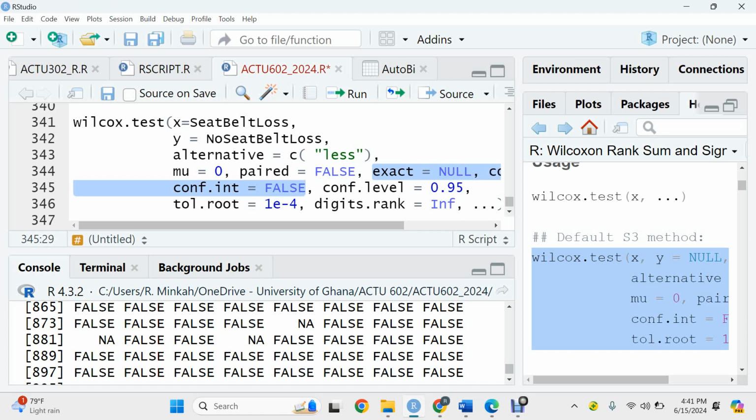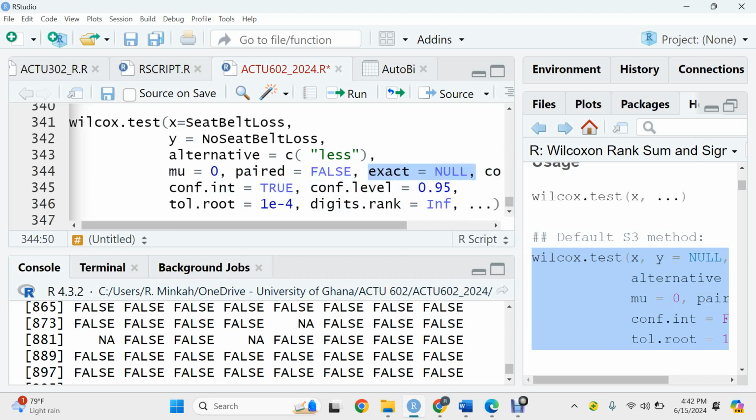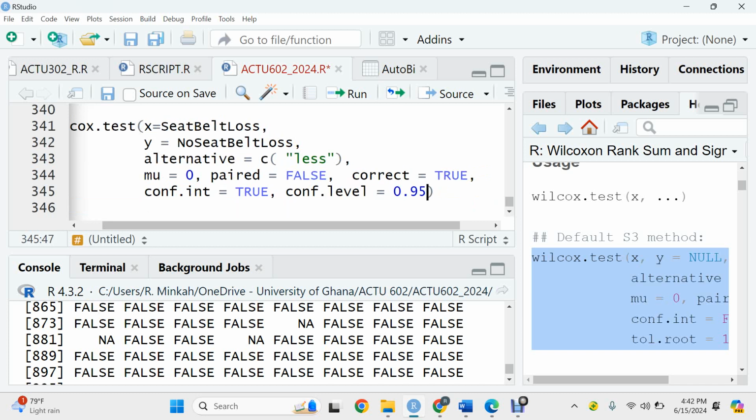Confidence interval, if you want. Confidence interval is good, so maybe we can say true. Exact, and then exact, I can take it off. Correct is true, I can leave it. These ones, I don't need them, I can take all of them. The confidence interval, do we want 95? It's okay. Then we can leave it like that.